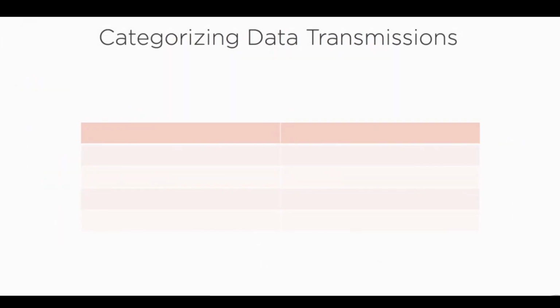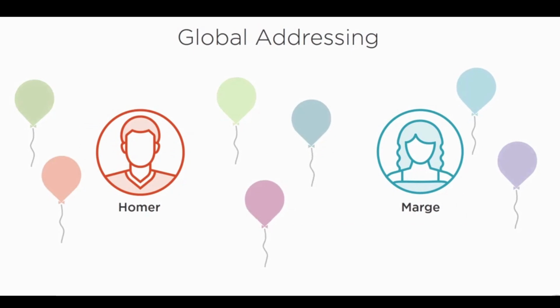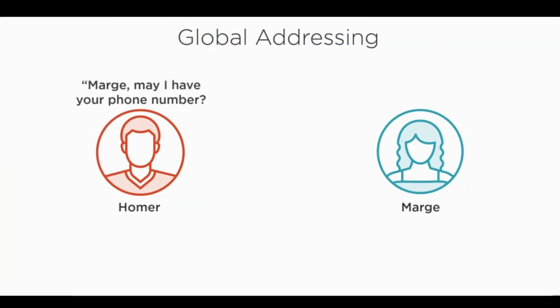So if we start to categorize this little party that we went to, we have a category of local, and we're going to use our individual first names for that local addressing. So the party's wrapping up. Homer and Marge had a great time. They chatted all night. Party ends. Homer says to Marge, "Marge, may I please have your phone number?" And Marge says, "Oh, yes, Homer, here you go." And now Marge gives Homer her phone number.